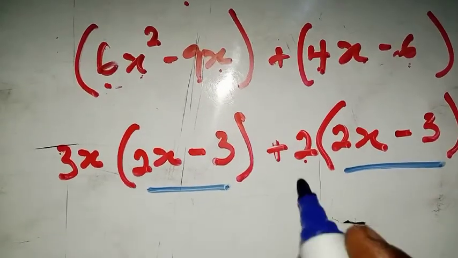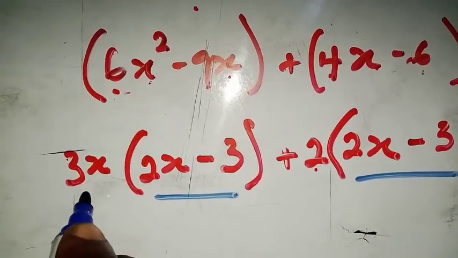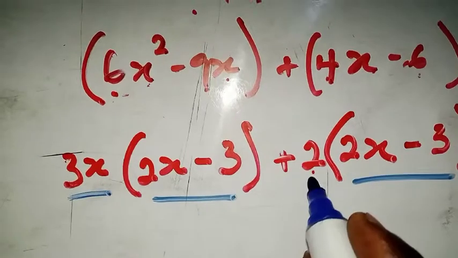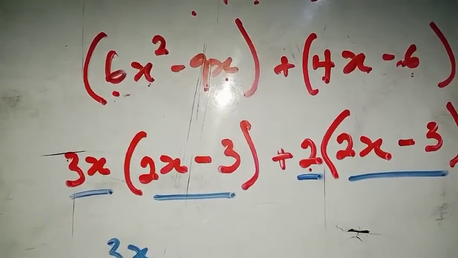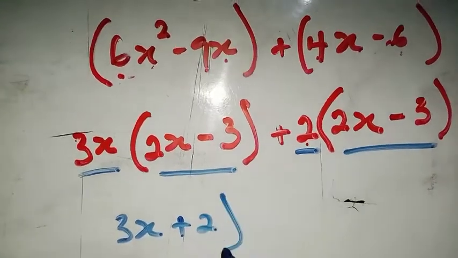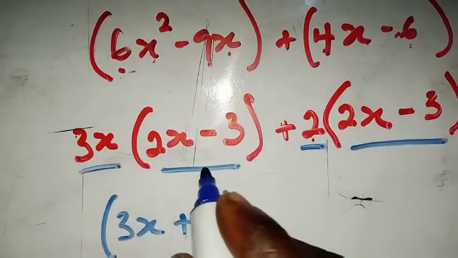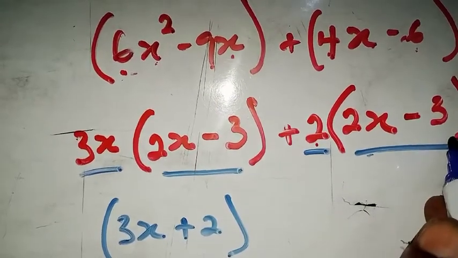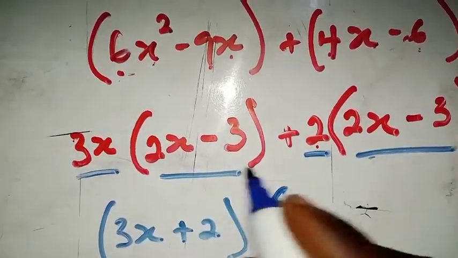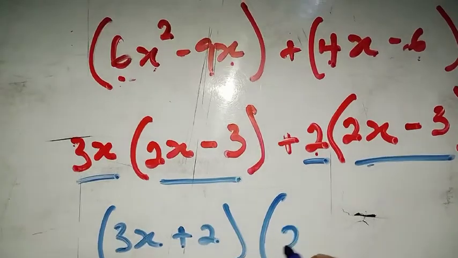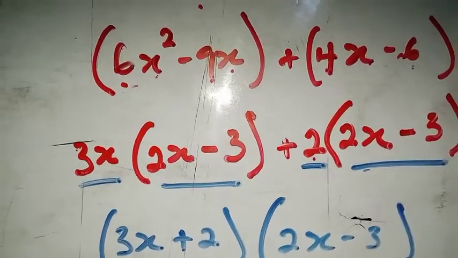What we are going to do here is combine the outside terms. So this is one outside here, and another outside here, into one bracket. Meaning that we have 3x plus 2 in one bracket, and then we are going to repeat just one of these brackets. Is that okay? So repeating one of these brackets. That is the reason why these two brackets have to be the same thing. So you have 2x and then minus 3.